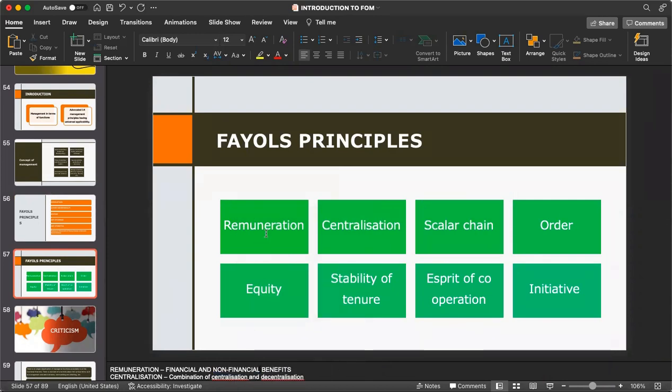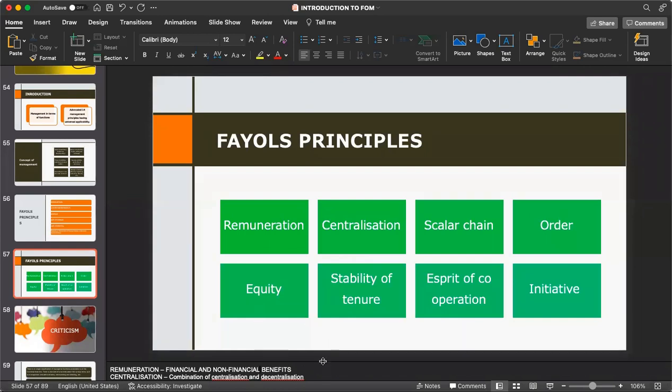Remuneration is very important, because when I talk about remuneration, it means that the company needs to focus on the financial benefit and non-financial benefit of the workers. Financial means bonus, increment. Non-financial means promotion. Okay.